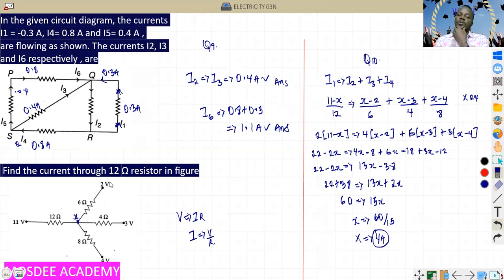Remember the question called for the one that flowed through the 12 ohm resistor. Around the 12 ohm resistor, look at this, the current in the 12 ohm resistor is therefore, directly we can say I is equals to V over R. The voltage across the 12 ohm resistor is 11 minus X. 11 minus 4 divided by 12. The rest is what we can finish. 11 minus 4 is 7. 7 over 12 amps is correct to that question. And that is the answer to the question.